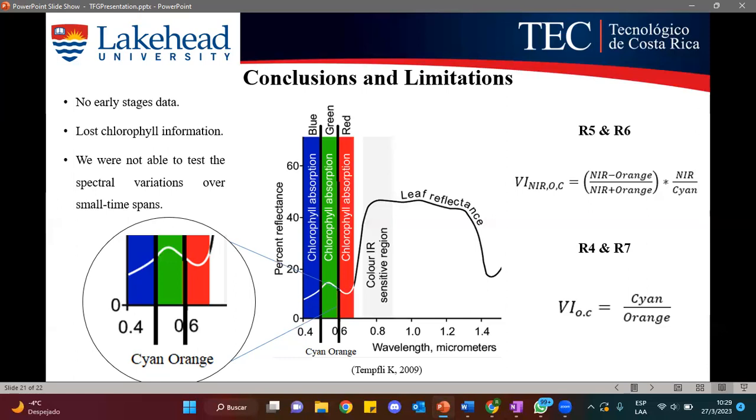And concluding with the last specific objective, it was determined by the correlations with the leaf area index that for R5 and R6 stages, the vegetation index with the near orange and the simple ratio of near and cyan was the best one. And for R4 and R7, the simple ratio between cyan and orange.